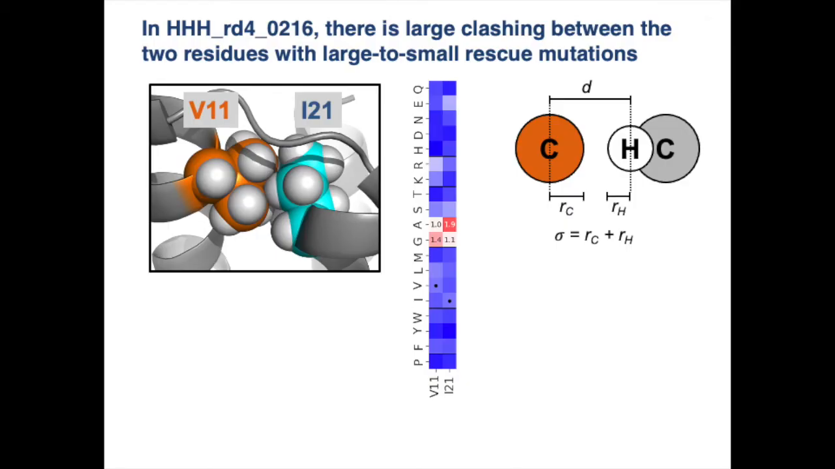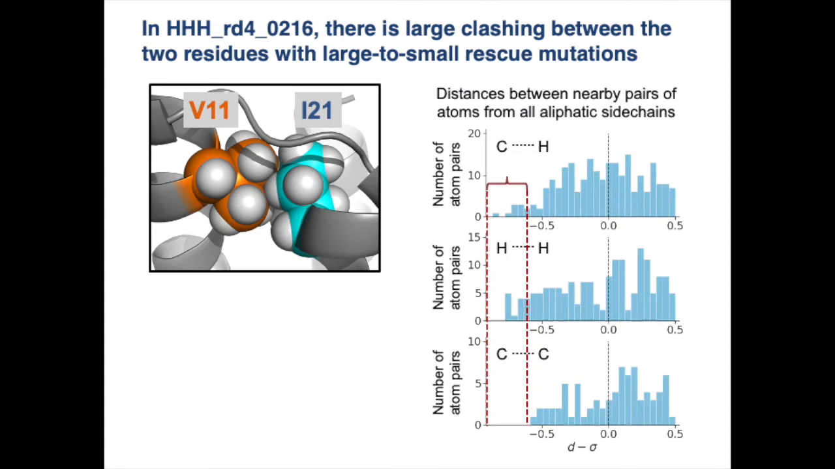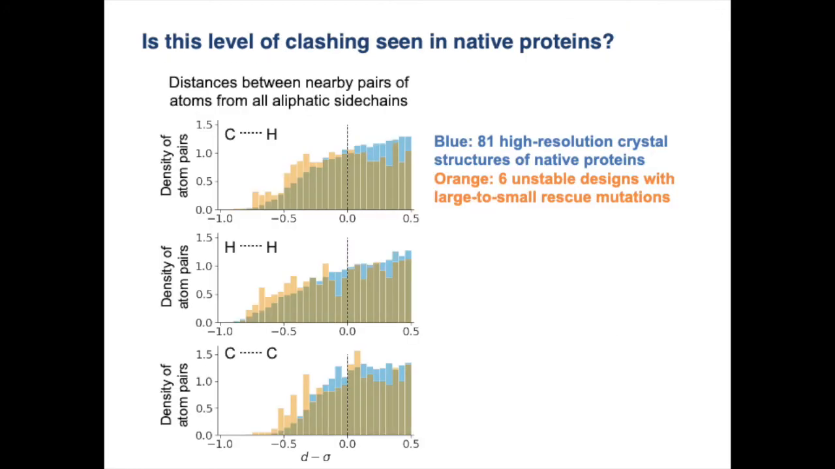And so he looked by hand at some of the particular examples where large to small helped, and he found that it looks like there's atom clashing. The atoms are a little too close together. And he quantified this amongst many different designs, and found that if you look at the histogram of the distances between certain atom types, you'll find that Rosetta sometimes designs proteins that are really too close together, closer together than they might normally be in natural proteins.